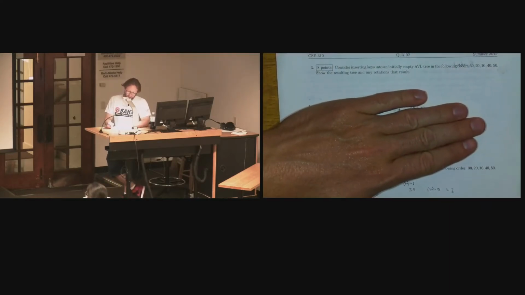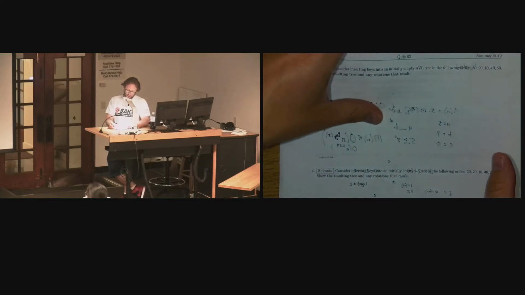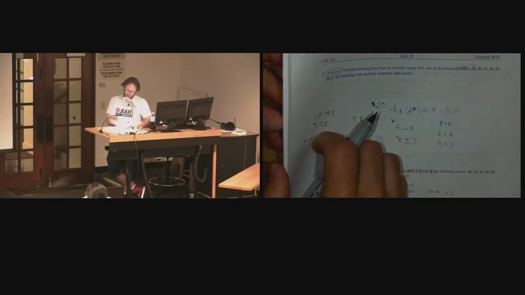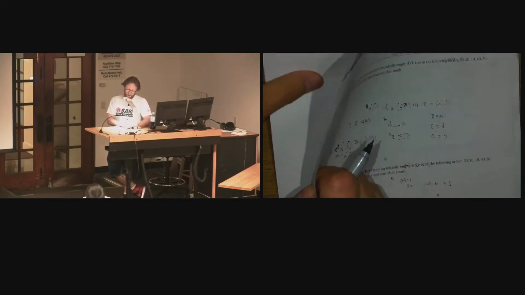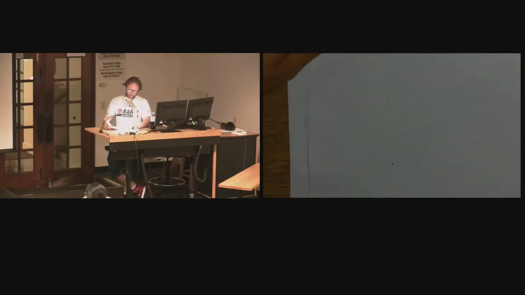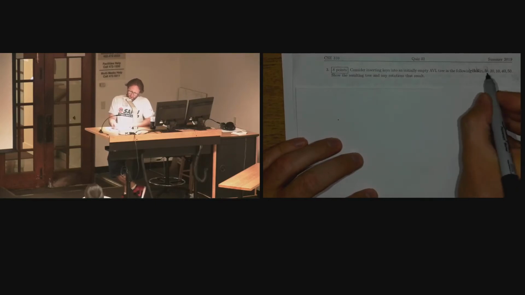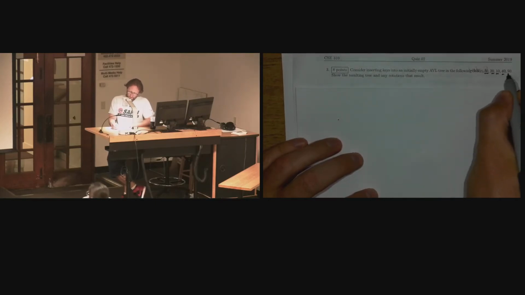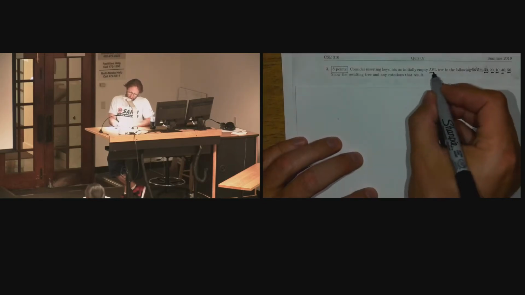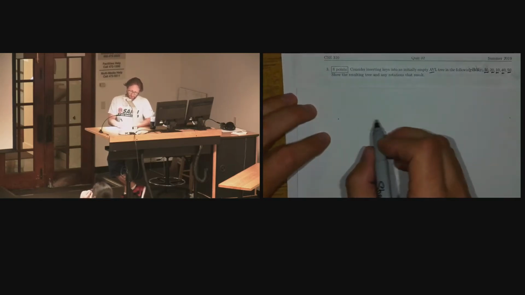Consider inserting keys into an initially empty AVL tree in the following order: 30, 20, 10, 40, and 50. We'll do it right here with new paper. There we go. So let's insert 30, 20, 10, 40, and 50 in that order into an AVL tree and show any rotations that result.